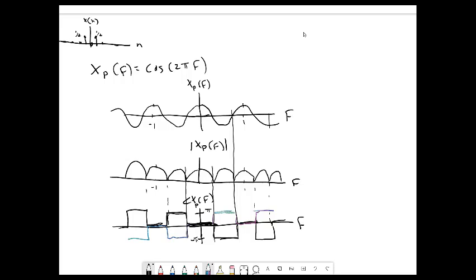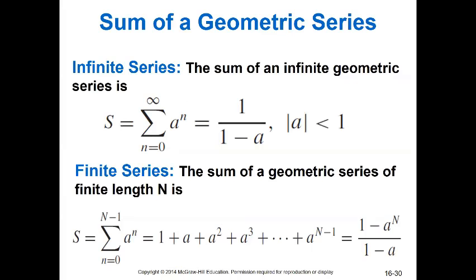Okay, let's do one more real quickly. For the next one, we're going to need an infinite geometric series summation, one that we've run into once already and we'll keep running into. The sum from 0 to infinity of some exponential, a to the n, as long as the magnitude of a is less than 1, is 1 over 1 minus a. A finite geometric series from 0 to N minus 1 of the same kind of exponential term turns out to be still 1 over 1 minus a, but with 1 minus a to the capital N in the numerator.